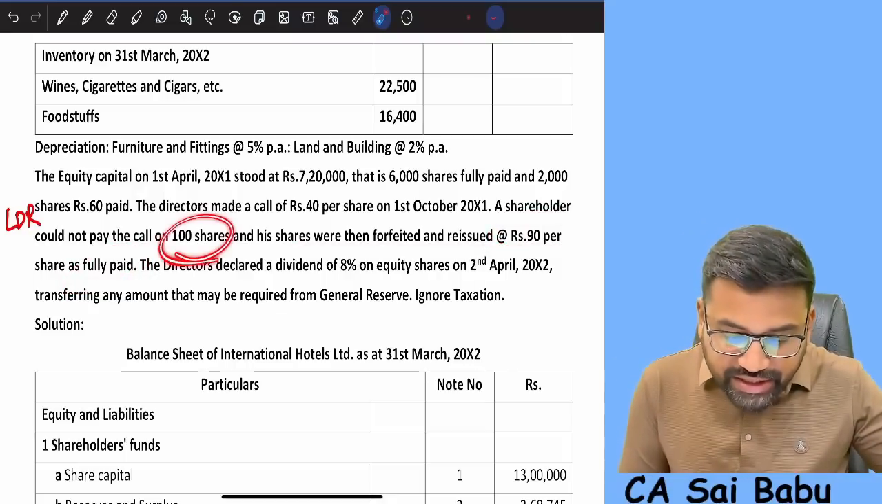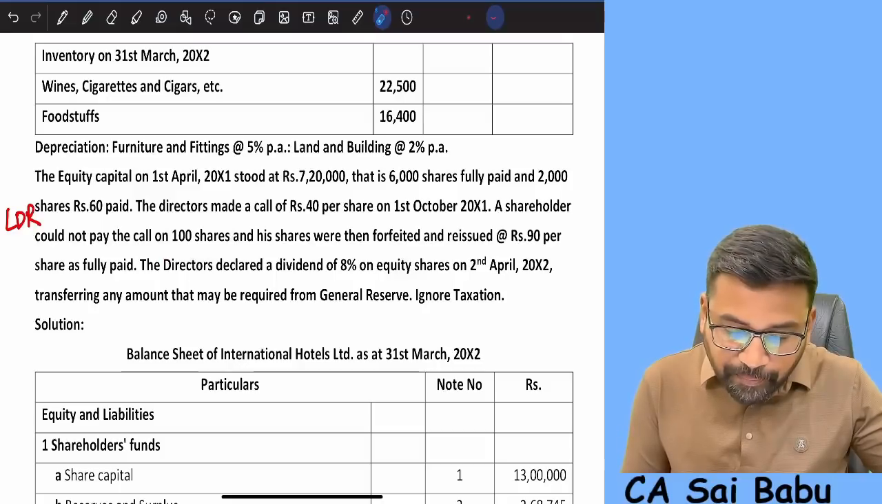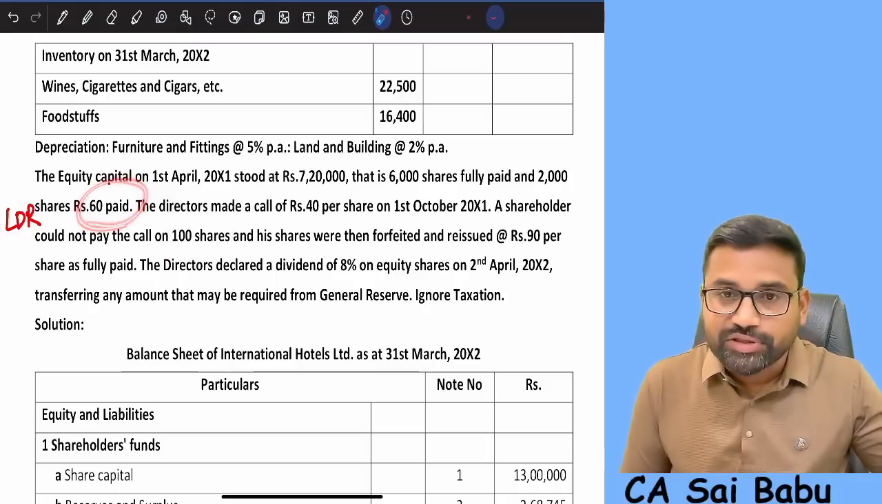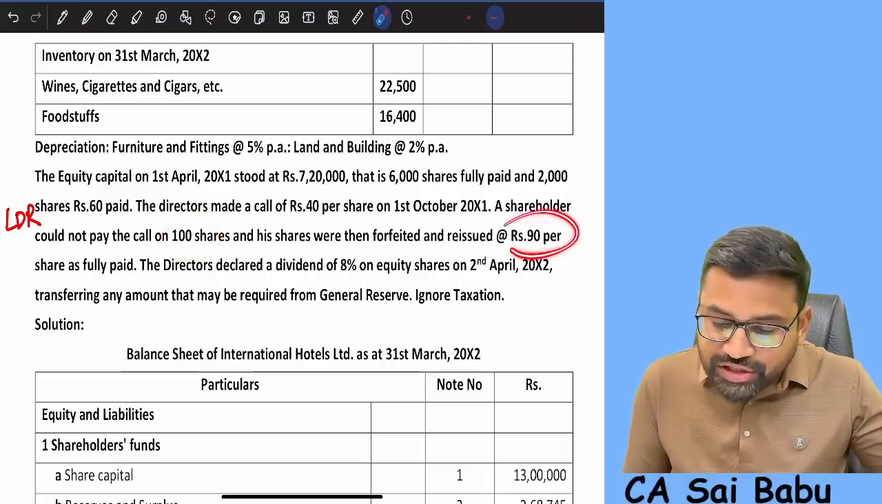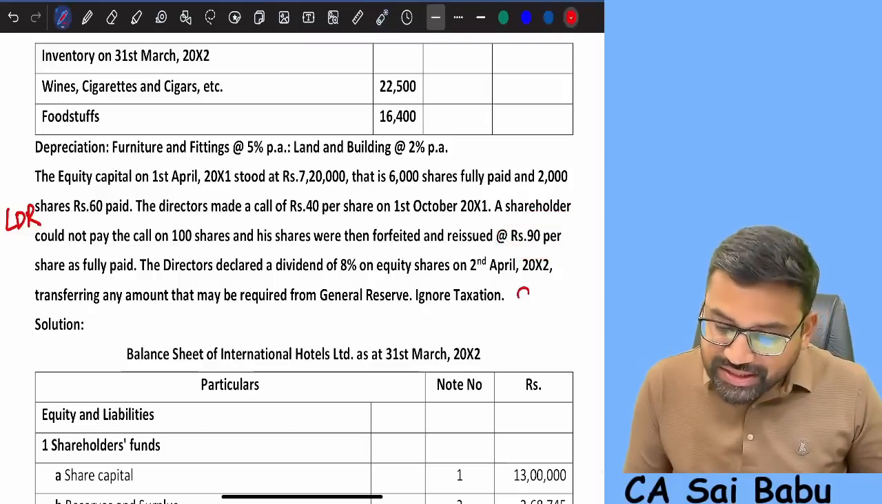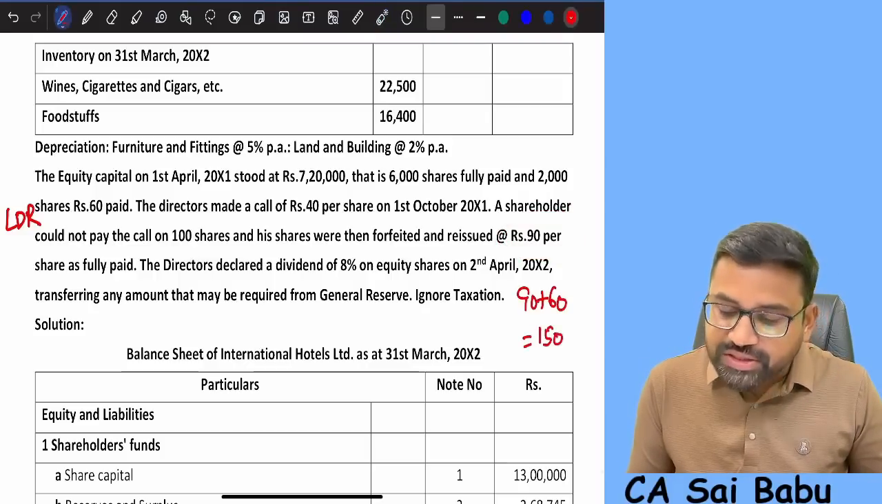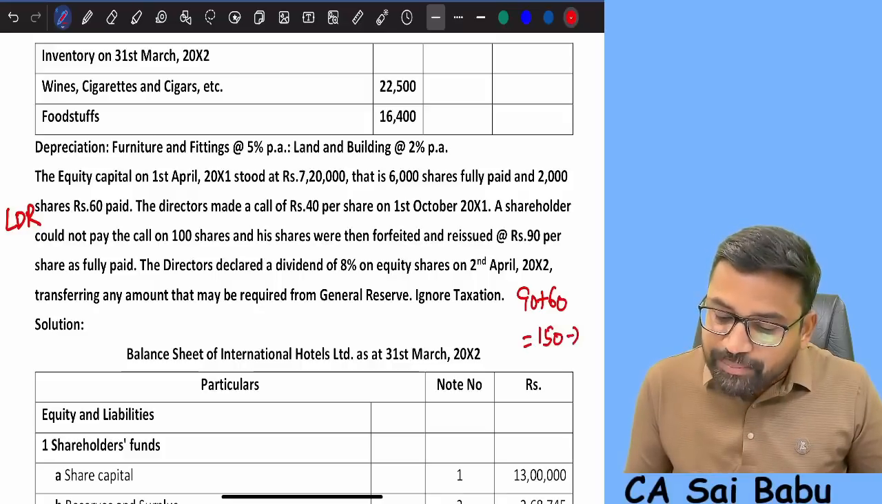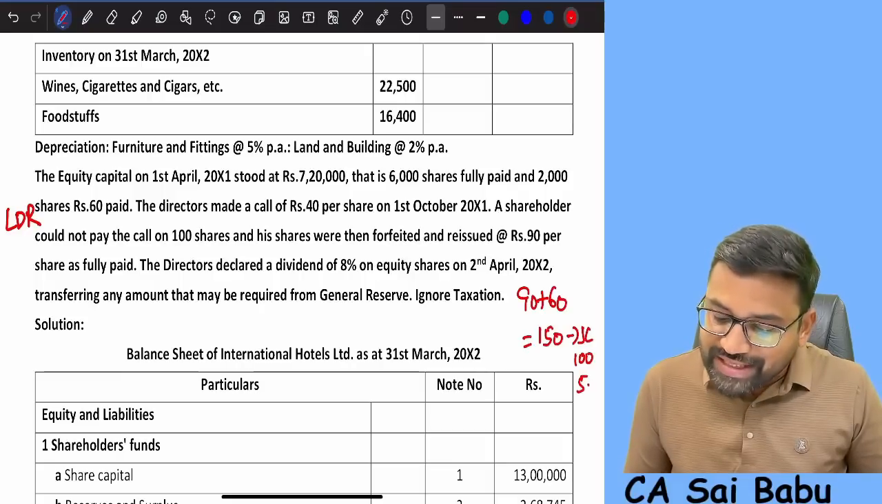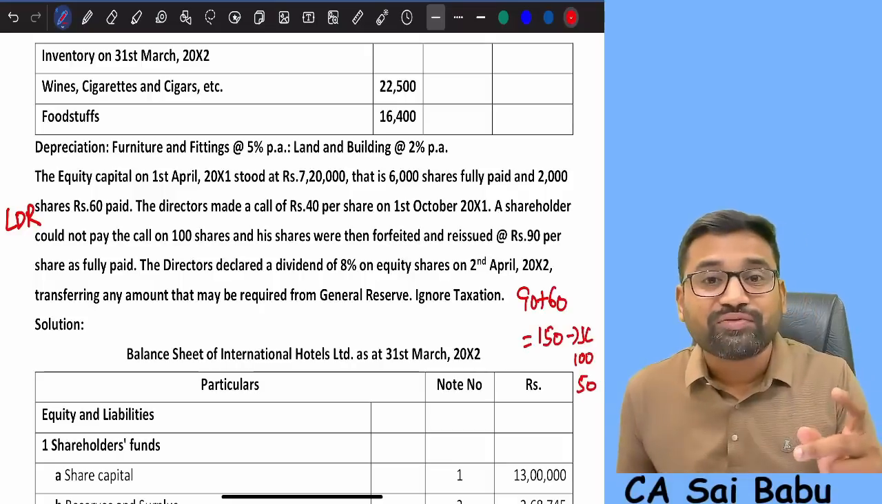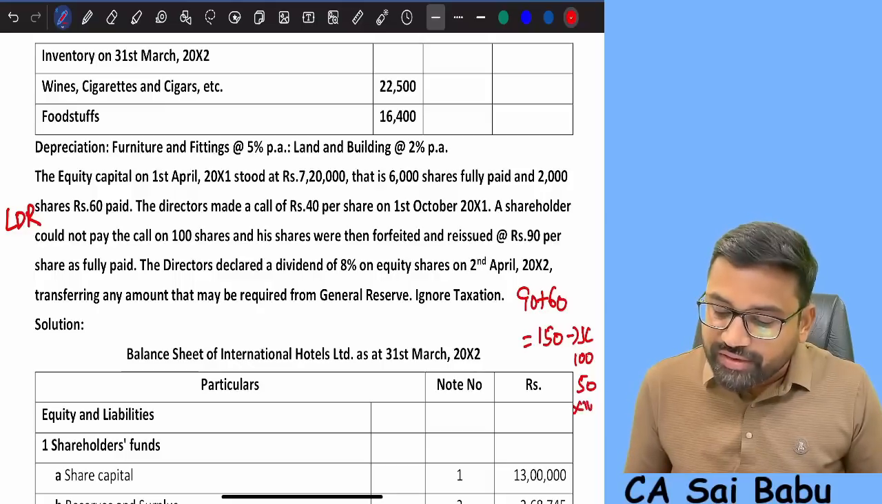Already on 100 shares we received how much? 60 rupees already received. 40 rupees not received. And they have reissued. The reissue price is 90. That means this 90 plus already 60, total 150 rupees we got. But to the share capital, obviously only the face value will be transferred. Therefore, the extra 50 rupees we received in respect of the forfeited shares, 50 into 100, 5,000, will be transferred to capital reserve account.